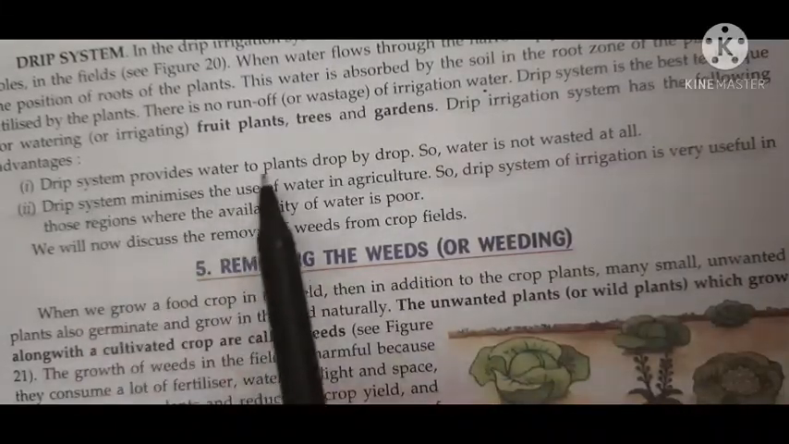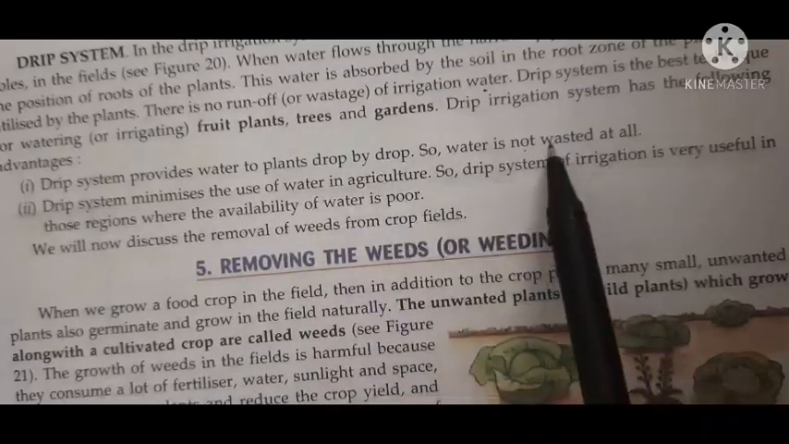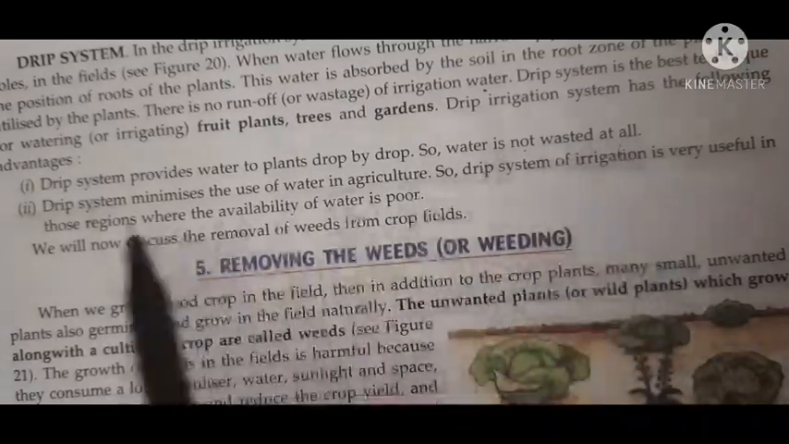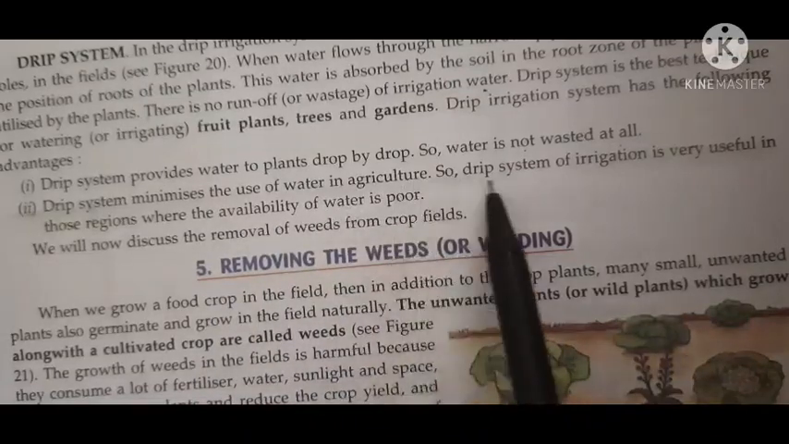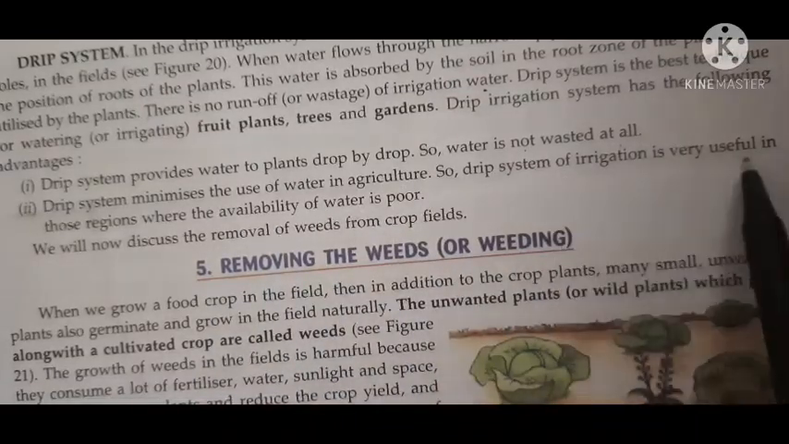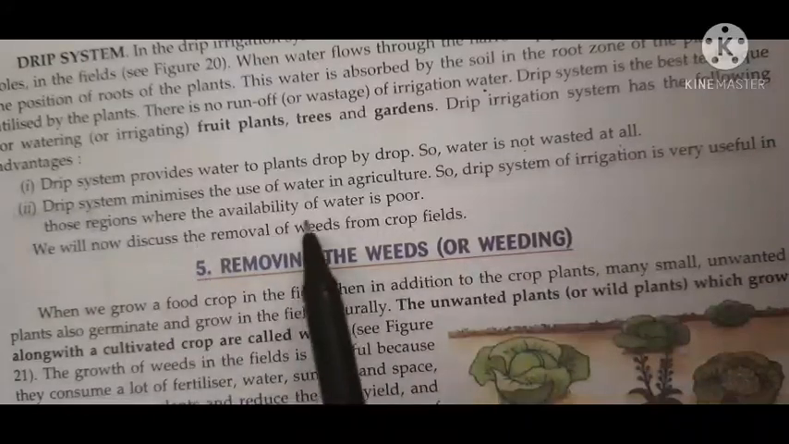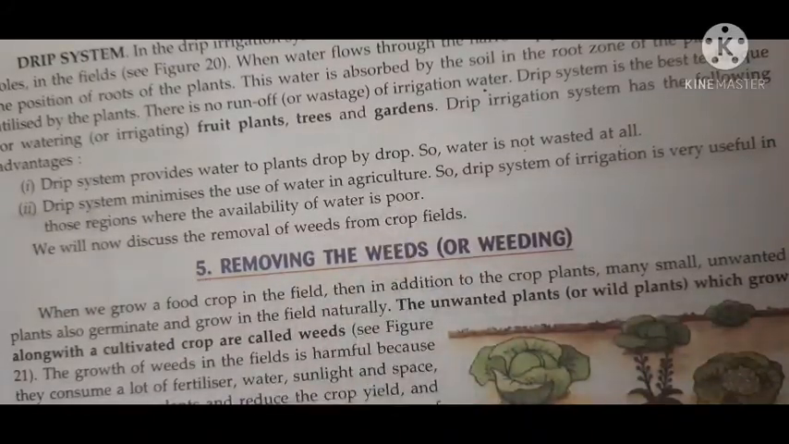Drip system provides water to plants drop by drop, so water is not wasted at all. Drip system minimizes the use of water in agriculture. So drip system of irrigation is very useful in those regions where the availability of water is poor. I hope it is clear to everyone.